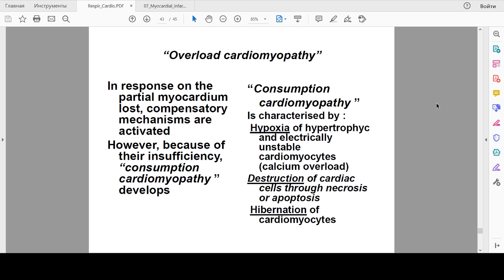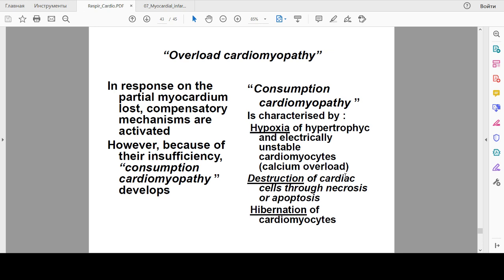So these named mechanisms are activated in response to the partial loss of myocardium or its functions. However, they are insufficient. We talked about this on the previous slide. And consumption cardiomyopathy develops, so-called consumption cardiomyopathy. So what is this? It is characterized by hypoxia of hypertrophic and electrically unstable cardiomyocytes, which have so-called calcium overload.